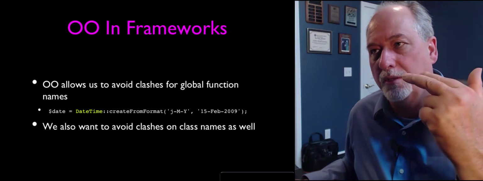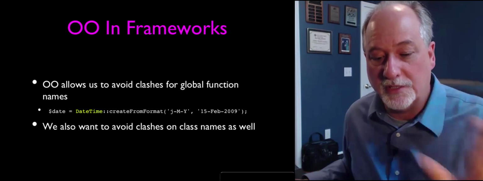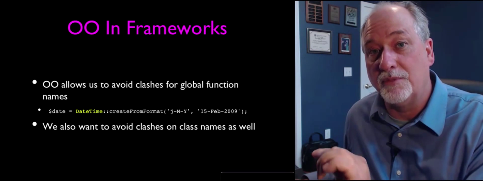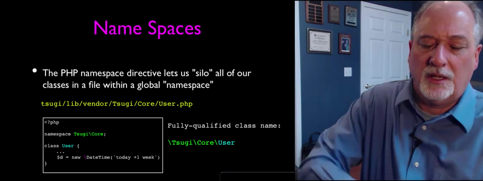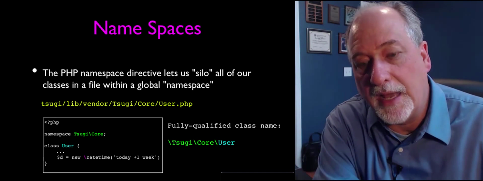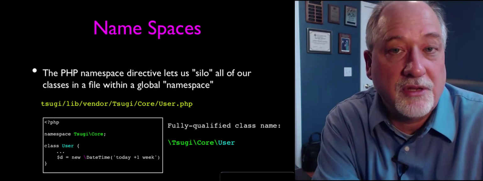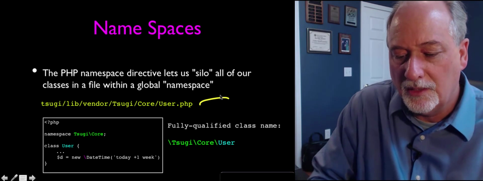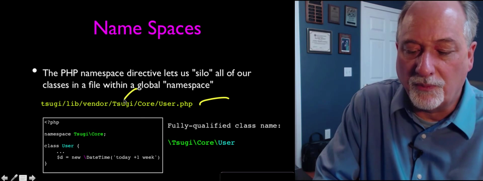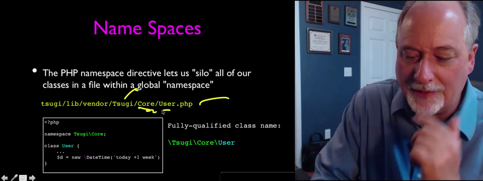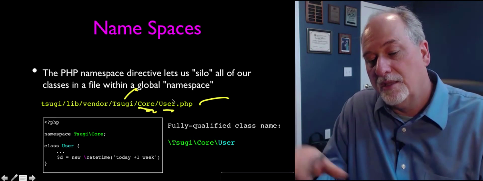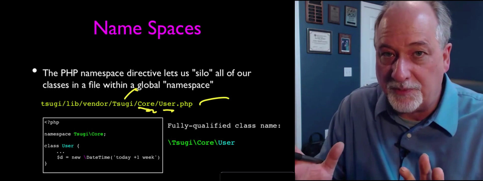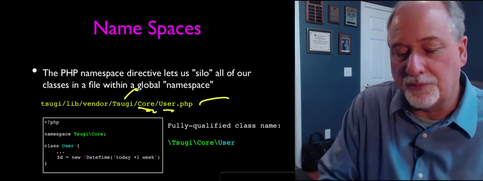So OO in general allows us to avoid these clashes for global function names, but we want to avoid clashes on class names. So that if I create a class name user, I want there to be multiple users. And so you can take a look at the use of this. I follow this convention in my Tsugi software. And there's a naming convention for where you put these files in your hierarchy. And you put these in lib, vendor, and then your project name, and then you get to name anything you want here, and then you get to name your class anything you want. So you have these kind of like 3 layers of names. And not that you have to follow the PHP Framework Interoperability Group rules, but I am following the Framework Interoperability Group's rules.